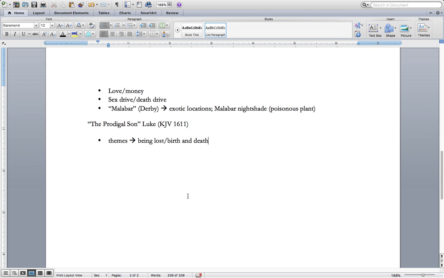And that idea of being lost and found is reflected in this idea of birth and death, that death can be synonymous with being lost, right? And then being found can be synonymous with birth. And then again, we see that reflected in what's happening with the land as well. So that's just an idea of some themes.